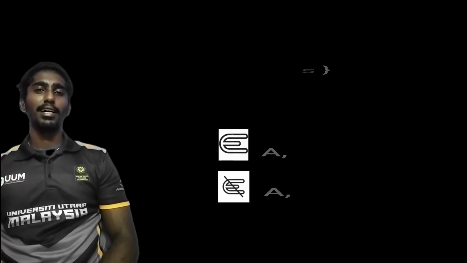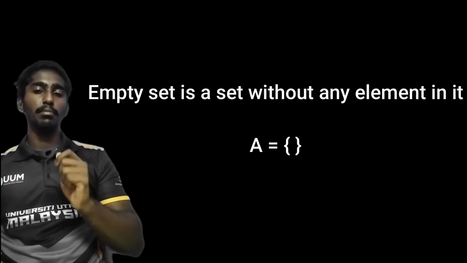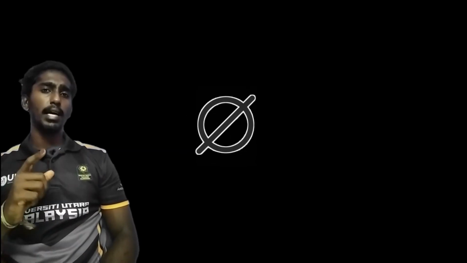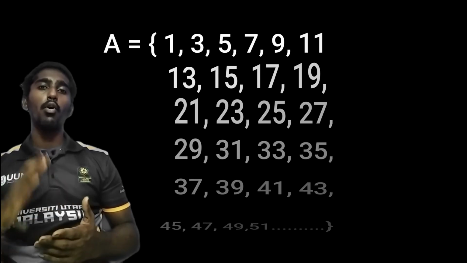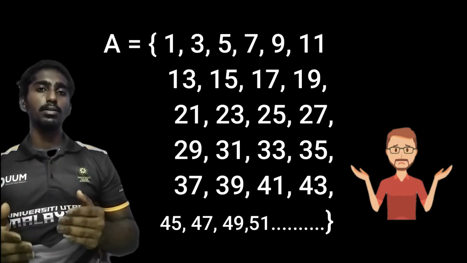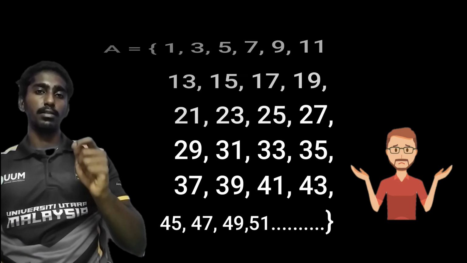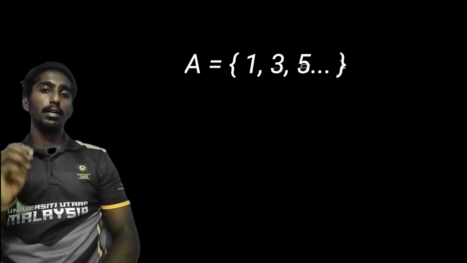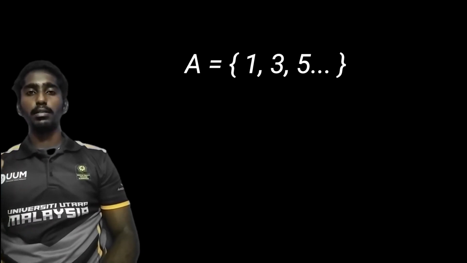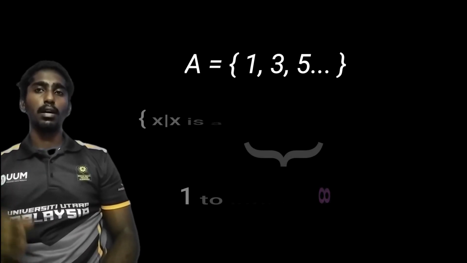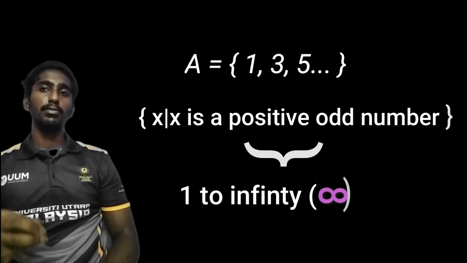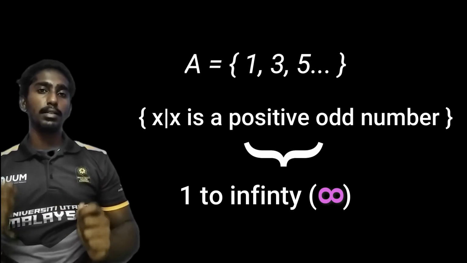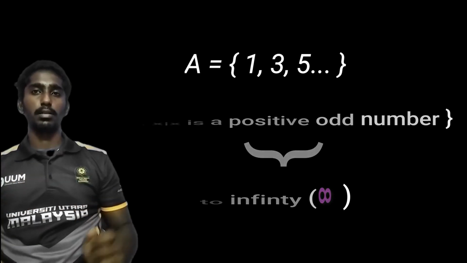Next is the empty set. An empty set is a set without any elements. This is the symbol of the empty set. Sometimes it is impossible to list down all the elements in a set, because of the condition of the elements. For example, set A with elements 1, 3, 5, dot dot dot. That means it continues. It cannot be listed down until the end, because the condition of the set is positive numbers, which leads to infinity. It is not possible to list down all the elements.